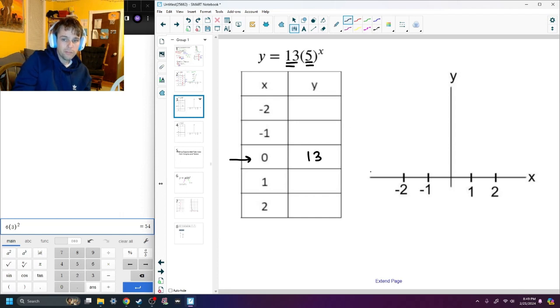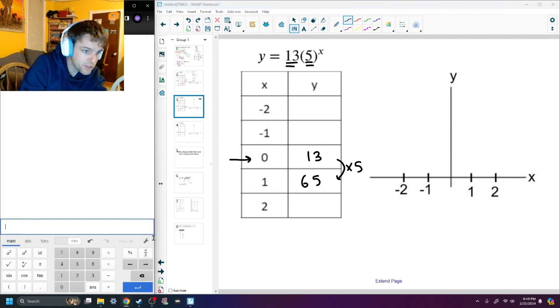Our multiplier is 5. That's going to be a growth graph, right? It's going to be increasing because that b value is greater than 1. And I'm going to use the starting value multiplier approach to help me fill out this table. So 13 times 5 is 65. Let me double check that. I'm pretty sure that's the case.